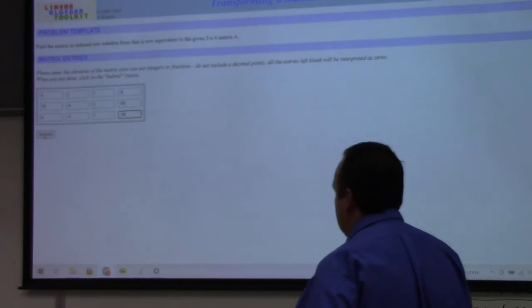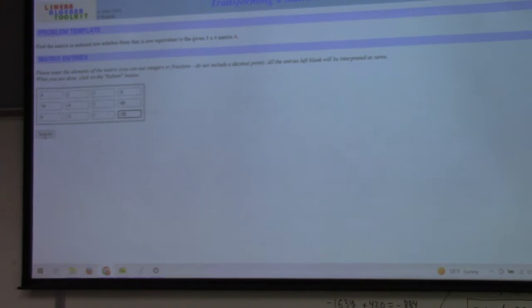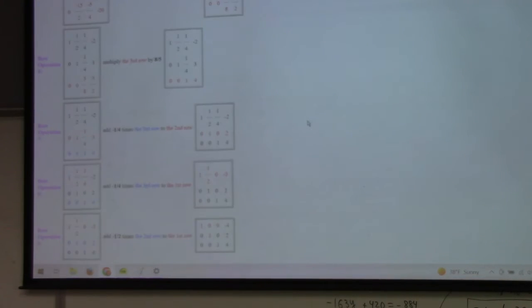And then I hit submit. And what do I get? So after a few steps, you get to 1, 0, 0, 4, 0, 1, 0, 2. Oh, was that a minus 4? That's minus 4. And 0, 0, 1, 4. Right? So what's this tell me? This tells me A is equal to minus 4, B is equal to 2, and C is equal to 4.